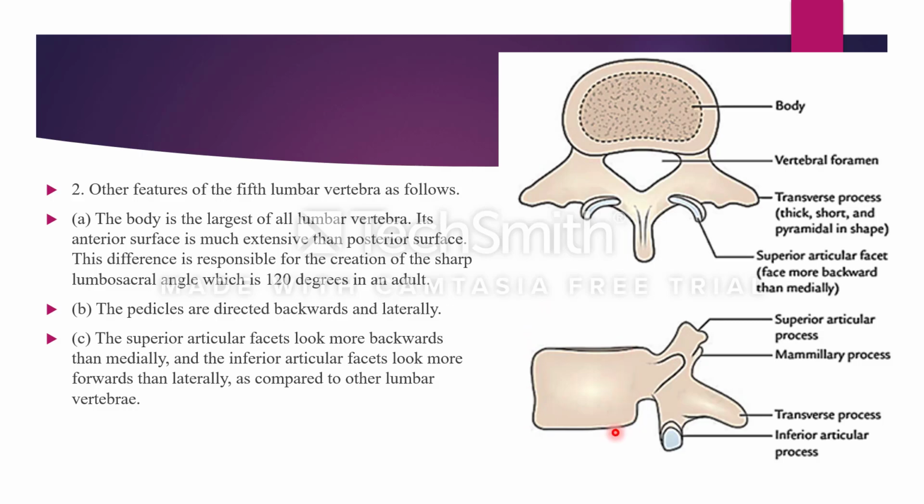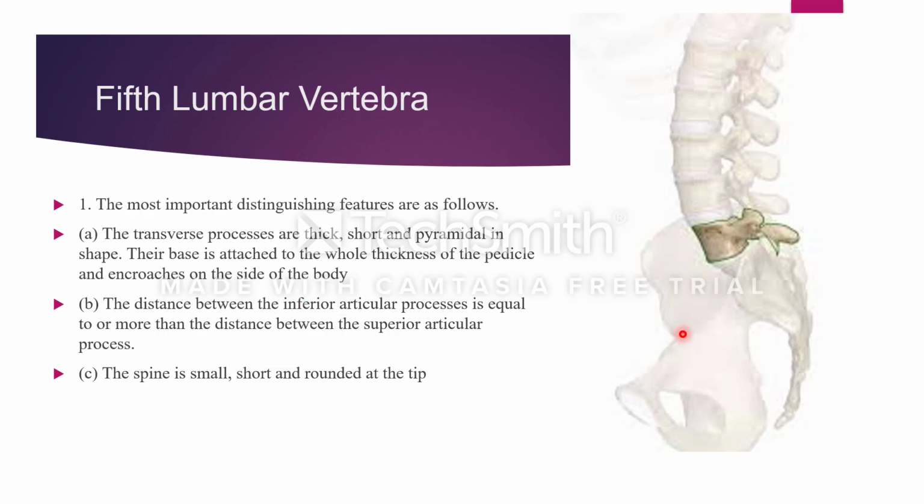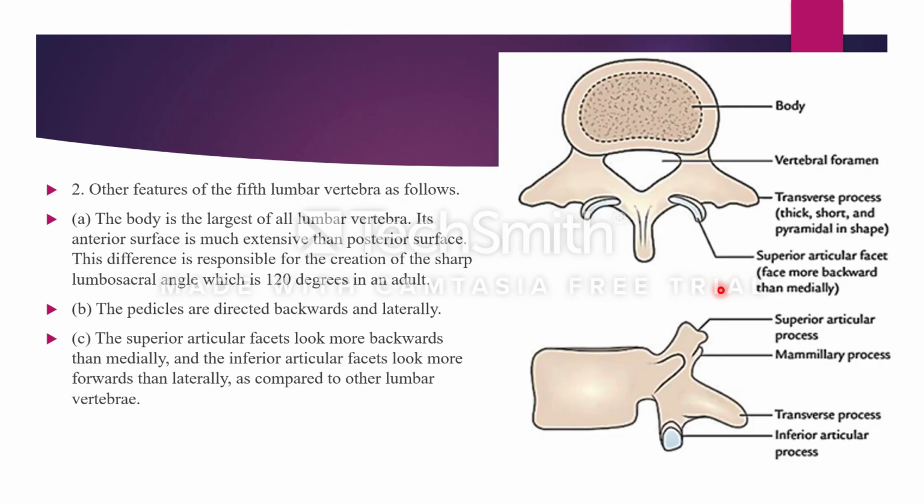The difference is responsible for the creation of the sharp lumbosacral angle, which is 120 degrees in an adult. What is the lumbosacral angle? See here, this is the fifth lumbar vertebra and this is the sacrum. The angle between the fifth lumbar vertebra and the sacrum is about 120 degrees. This is the lumbosacral angle. The pedicles are directed backwards and laterally.